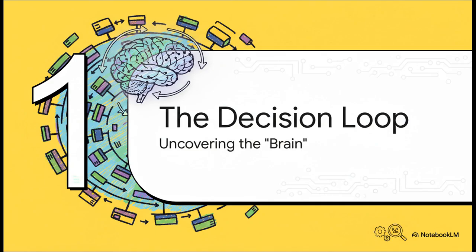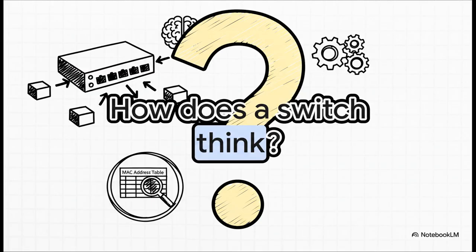So let's start with the most basic question of all. What makes a switch smart? How does it know where to send data instead of just shouting it out to everyone connected? We're going to find its brain. Yeah, that's really the heart of it, isn't it? How does this box think? It might seem like magic, but it's not. It's actually a remarkably elegant and simple process. And for any network engineer, this is something you've got to know inside and out.